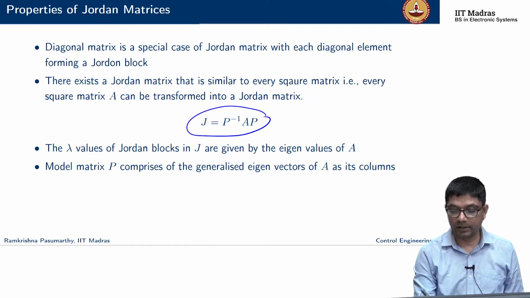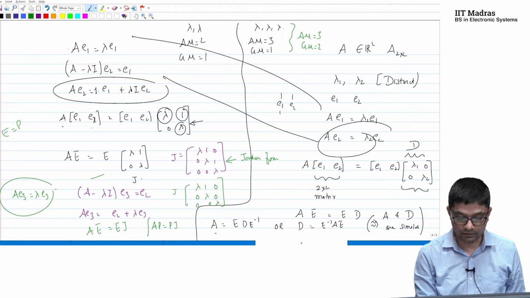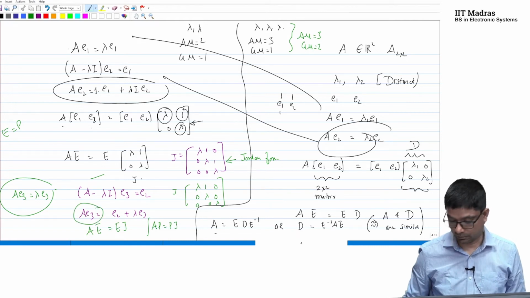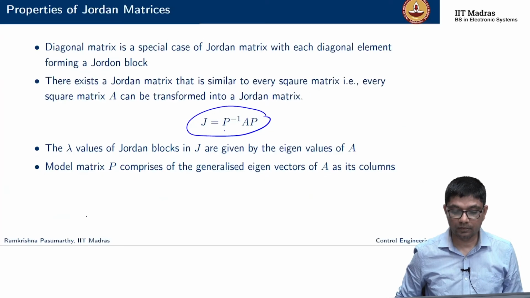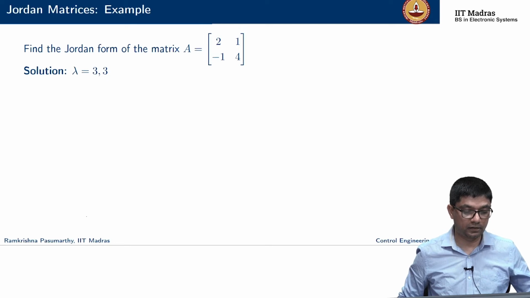Okay, and where does P come from? P has the generalized eigenvectors. So this is E1, E2, E3. Right, so this is what the P will comprise of. Okay, so you can try and find the Jordan form of this matrix.